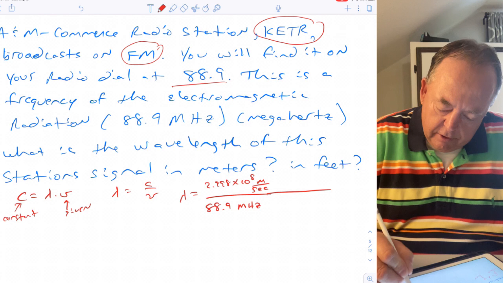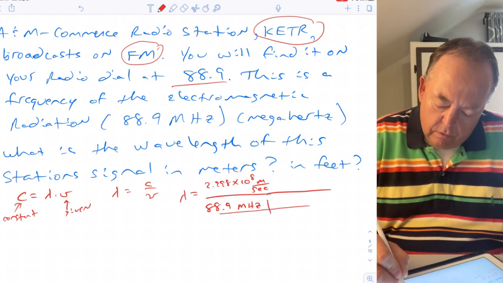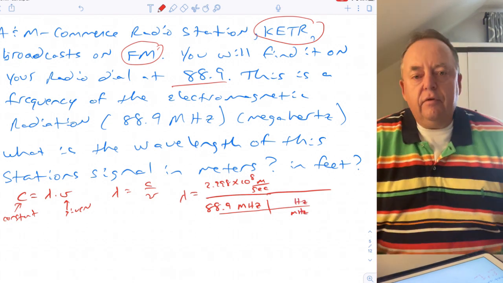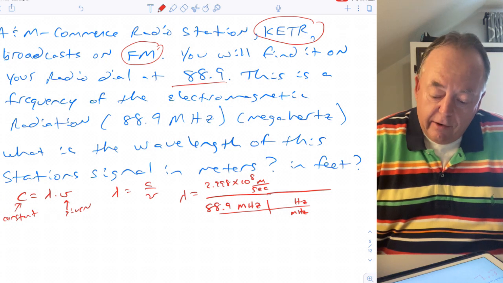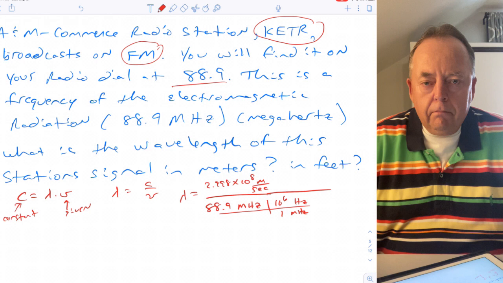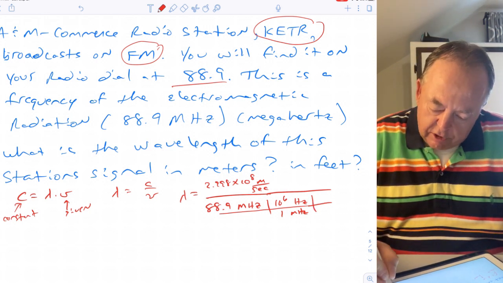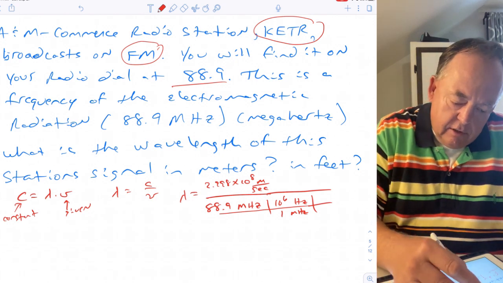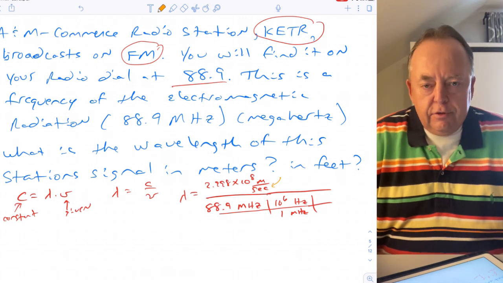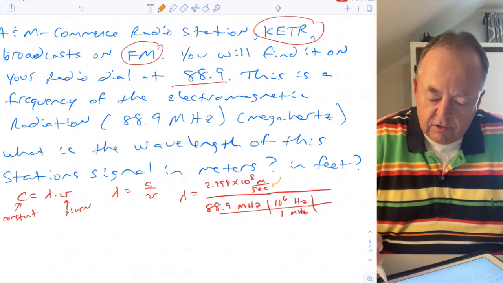So what we need to do is convert megahertz to hertz. So we want megahertz on the bottom and hertz on top. If you remember, what is the power for mega? It's 10 to the 6, right? So there's 10 to the 6 hertz in 1 megahertz. And then we need one more conversion, because what we have on top is units of meters over seconds, so 1 over seconds. So we need the bottom to be 1 over seconds as well.